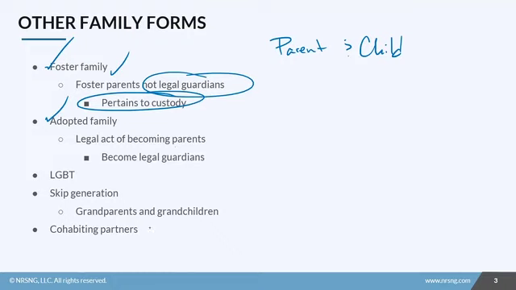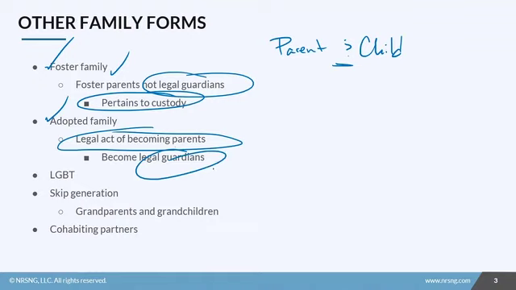And then the adopted family is a little bit different, because now you've got parents in this relationship, and they've gone through the legal chain to become the legal guardians of those kids. And so now you've got a nuclear family plus dependent and non-biologic children. That's the only difference.